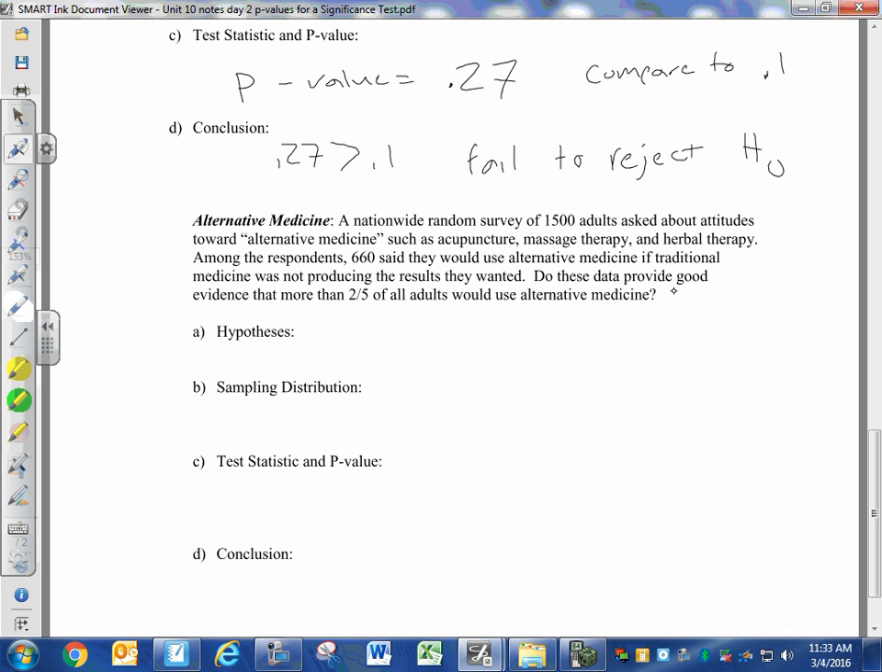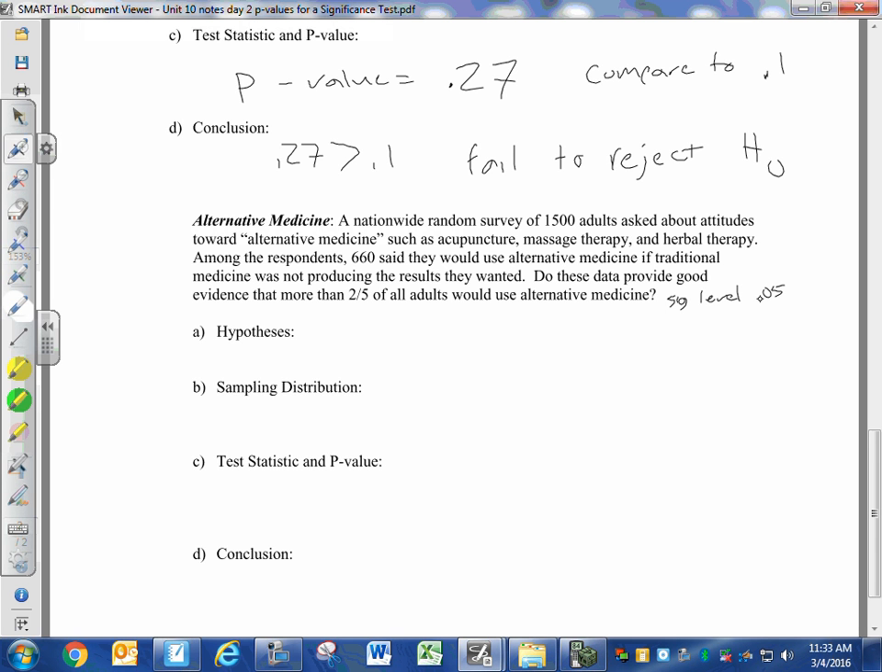Now, I'm going to give you a tougher significance level. The significance level is 0.05 for this question. A nationwide survey of 1,500 adults asked about attitudes towards alternative medicine, such as acupuncture, massage therapy, herbal therapy. 660 said they would use alternative medicine if traditional medicine did not provide the results they want. Do these data provide good evidence that more than 2/5 of all adults would use alternative medicine?